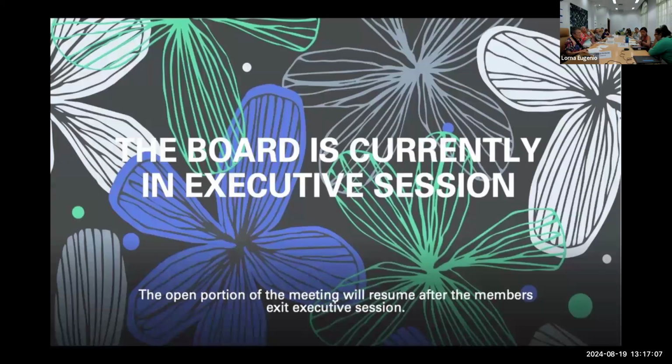At some point during the meeting, the board may choose to move into executive session. When the board moves into executive session, the board members' microphones and video feeds will be turned off, and a similar screen as you see now will be displayed. When the board returns from executive session, their microphones will be turned on as well as their video cameras.